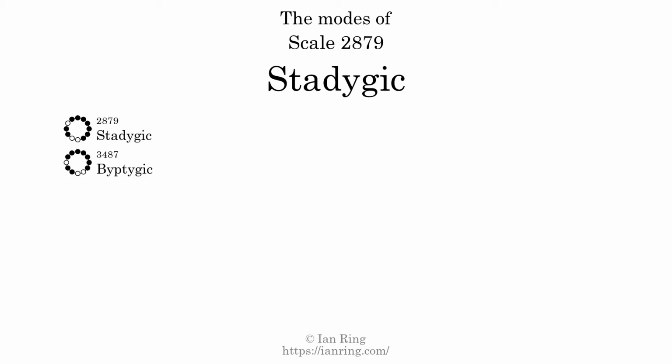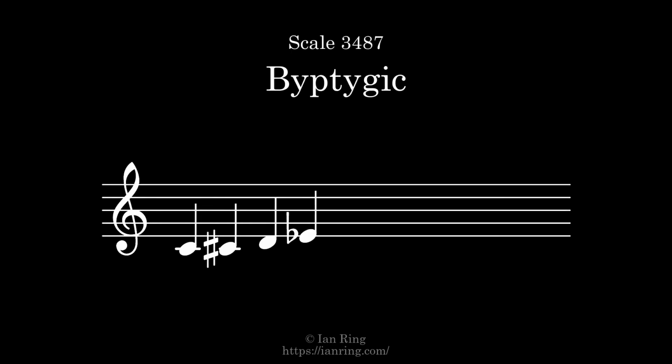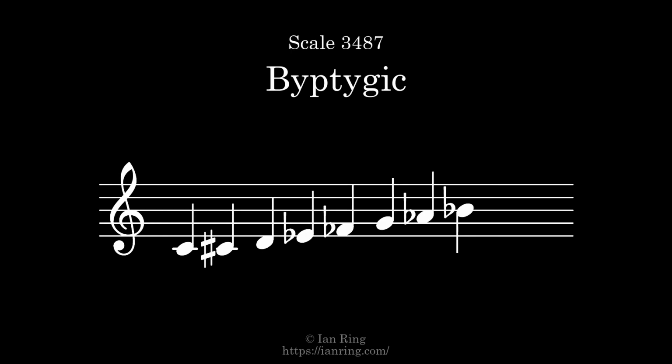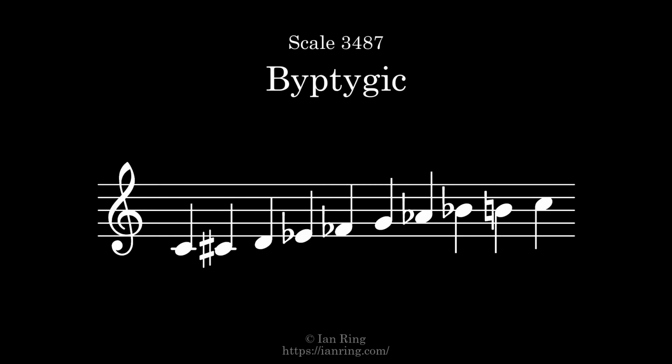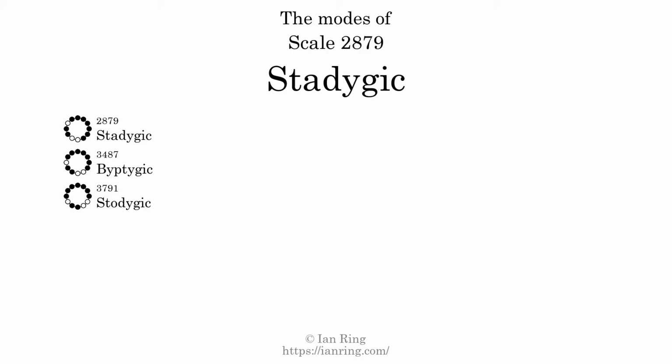The second mode is scale 3487, also known as Diphthagic. It sounds like this. The third mode is scale 3791, also known as Stadygic. It sounds like this.